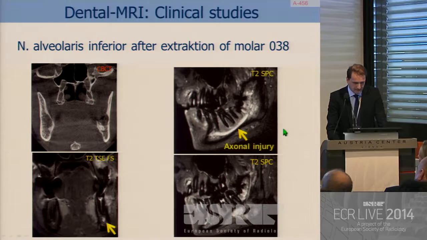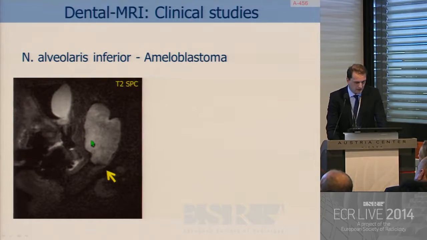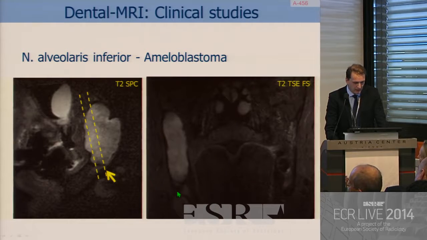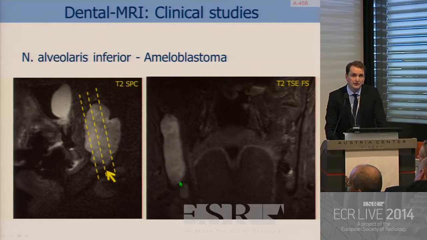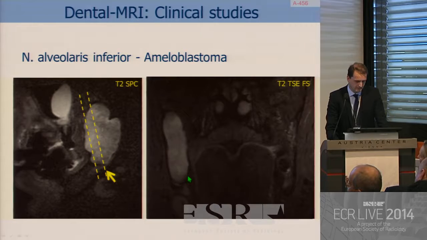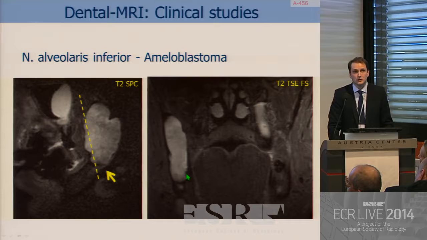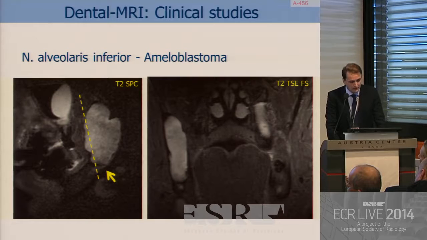This is another patient with an ameloblastoma where it was difficult to consider if the mandibular nerve was affected or not. And we were able to see this with high-resolution MRI, that the nerve is displaced, but it is not infiltrated, and the tumor could be removed easily without affecting the nerve. So this might be another indication for MRI for pre-surgical imaging.